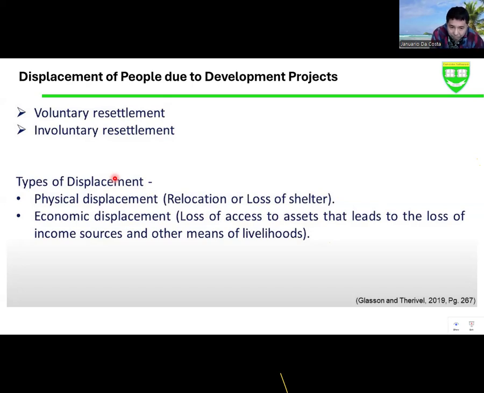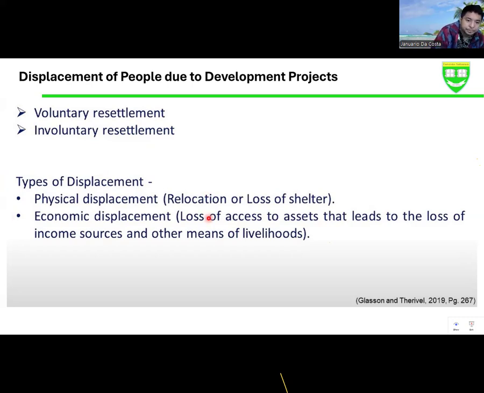Okay. The type of displacement is either physical displacement, for example loss of shelter and housing, where people lose their housing, their livelihood, or their assets. Economic displacement is the loss of assets that leads to the loss of income and sources and other means of livelihood. Those are the economic and physical displacement that need to be considered in the project.